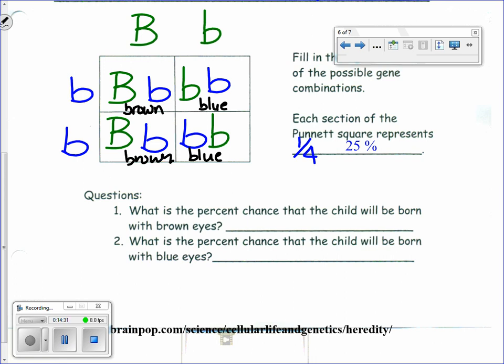Let's answer these questions before the bell rings. What's the percent chance a child will be born with brown eyes? 50%. Good. How about blue eyes? 50%. Excellent job. Today's question is, what is the probability that you would get a brown-eyed child if both parents were heterozygous? We'll answer it on Monday.